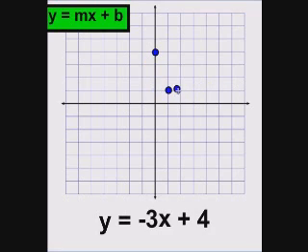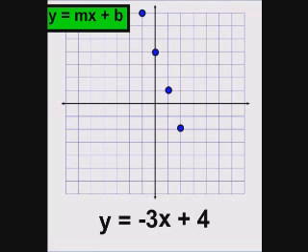Now if I want to continue with that same process, I can go ahead and do that. I can go down 3 and right 1. And there's our 3 points. I can also do the opposite because I got room this time on the graph where I could go up and left. And again, notice that everything seems to be lining up for us pretty good.